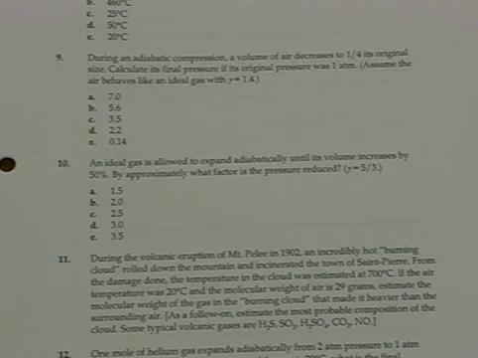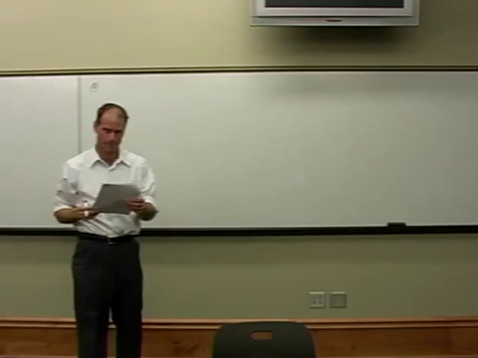Good. Problem number 9. During an adiabatic compression, the volume of air decreases to 1/4 its original size. Calculate its final pressure if its original pressure was 1 atmosphere. Assume the air behaves like an ideal gas with gamma equal to 1.4.